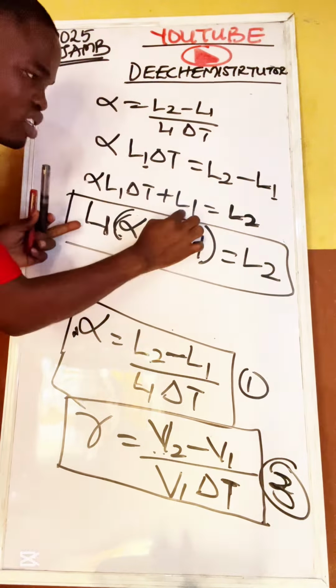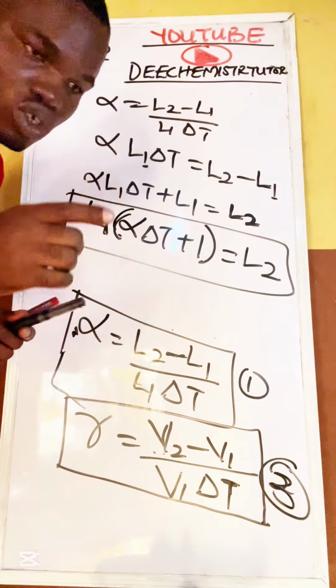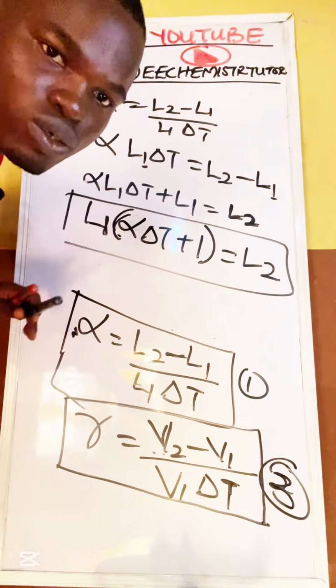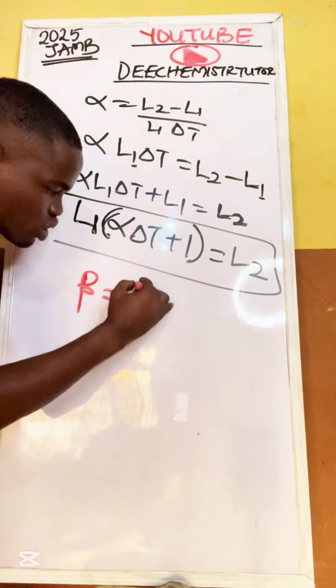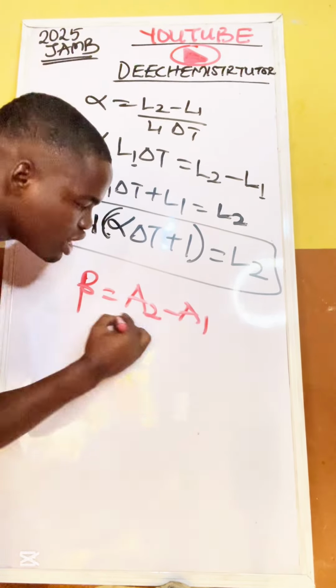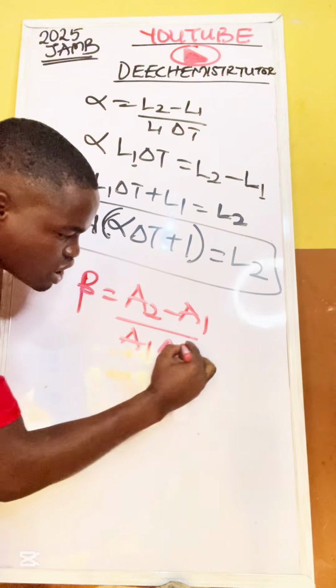L1 times this will give this, then equals L2. Do you get that? So now let's go to area expansion. For area expansion, since we already said beta equals what? A2 minus A1 over A1 change in temperature.